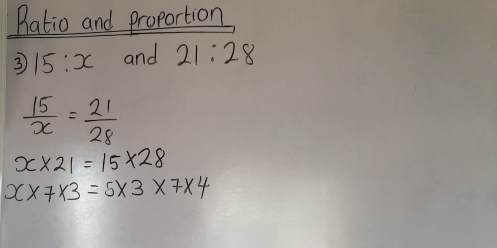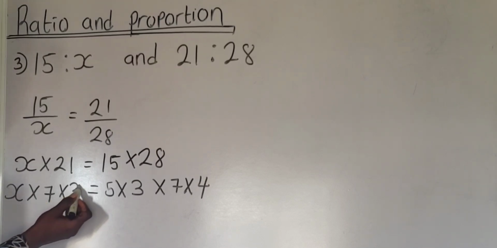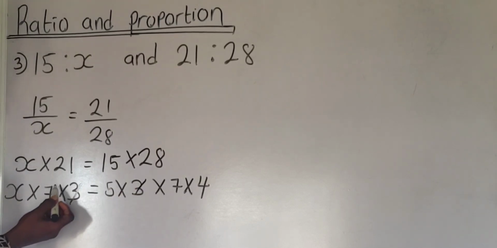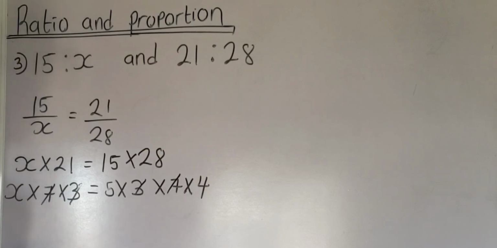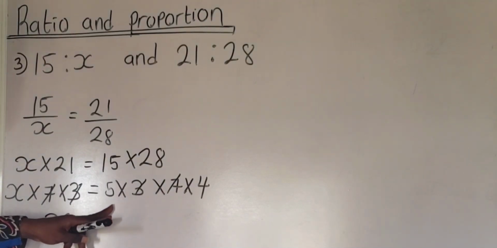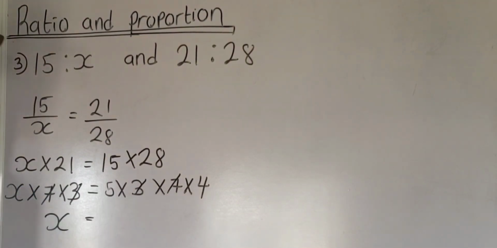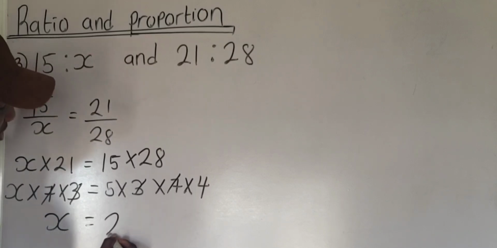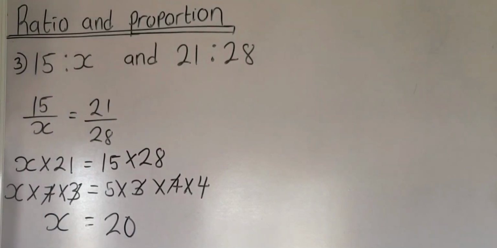Now this 3 can cancel this 3. This 7 will cancel this 7. So I'm left with x on the left hand side of this equation. So I'm going to have x is equal to 5 multiplied by 4. 5 multiplied by 4 is 20. So x is equal to 20.